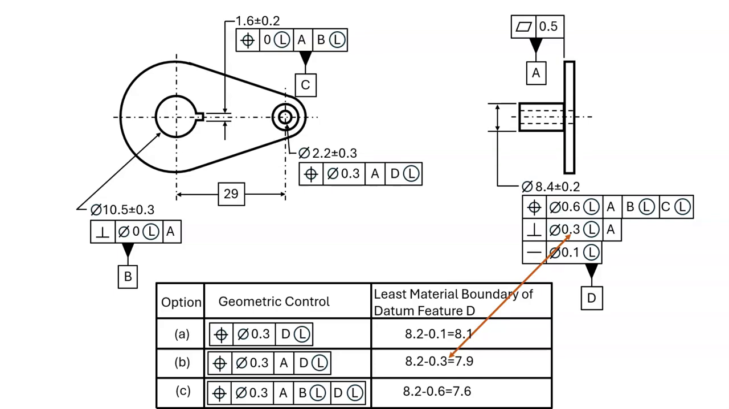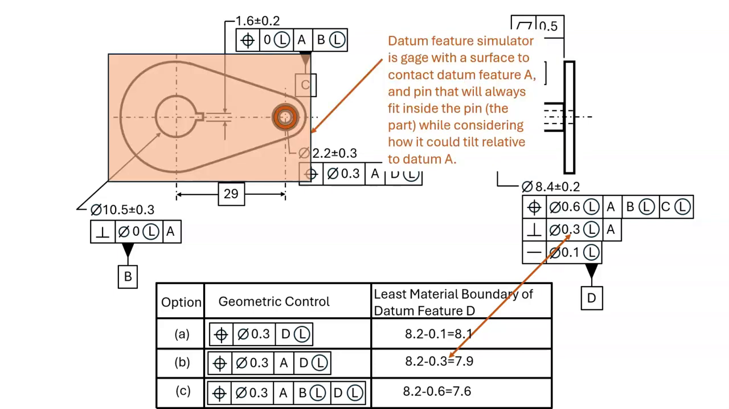Since the boundary established by the perpendicularity tolerance is smaller than the boundary established by the straightness tolerance, the straightness tolerance is not used in the calculation. We see the datum feature simulator in brown. It has a surface to contact datum feature A. Perpendicular to that surface, it has a ring that fits inside datum feature D. The LMB is equal to 8.2 minus 0.3, which is 7.9.